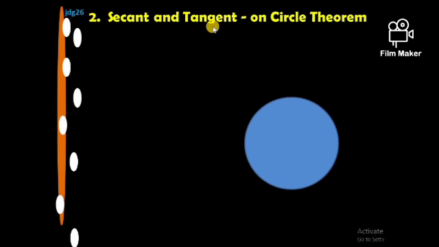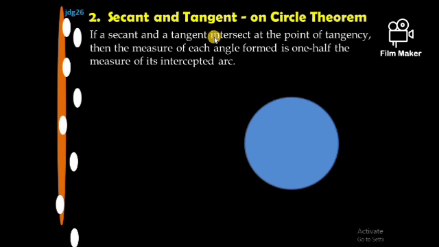Next is the secant and tangent on circle theorem. So, ang ibig sabihin naman niyan, isang secant at isang tangent na nag-intersect on the circle. So, if a secant and a tangent intersect at the point of tangency, then the measure of each angle formed is 1/2 the measure of its intercepted arc. So, let's have an illustration first. I have here a secant that intersects the circle at point A and point E, and then a tangent which intersects the circle at point A.